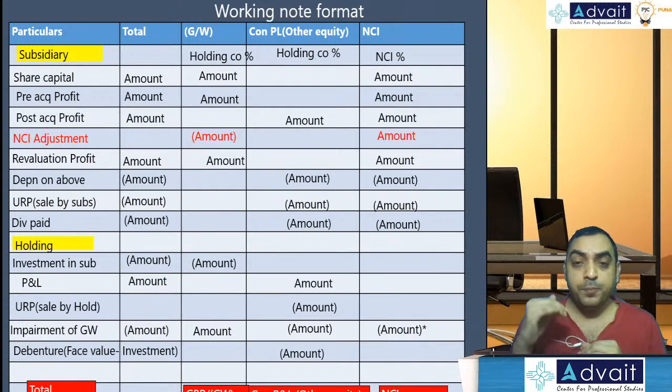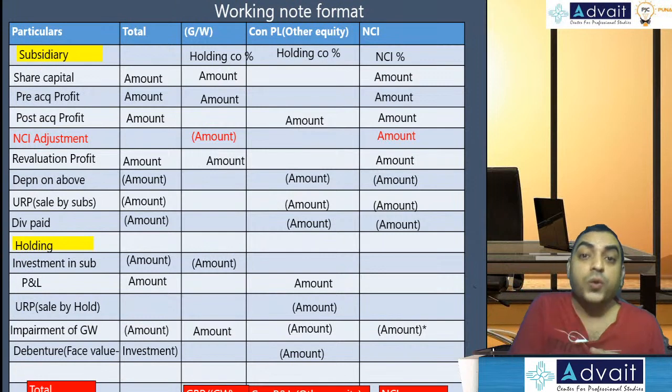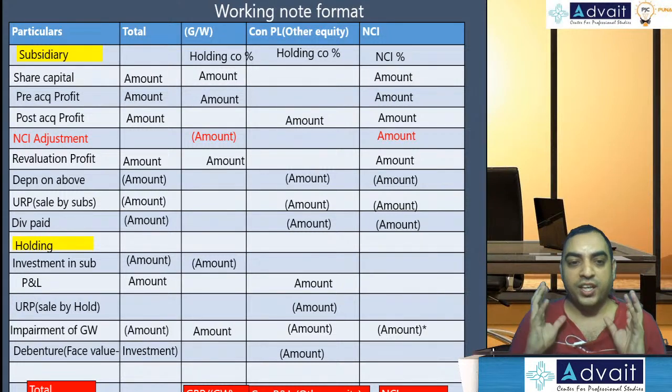Then you come to the holding company heading. Investment you subtract in the goodwill column; the P&L account and reserves of the holding company will come to the CONPL, other equity column; and the unrealized profit on goods sold by the holding company is subtracted entirely in the CONPL column. And the impairment of goodwill written off in such a case will be added in the goodwill column and subtracted in the CONPL column. But if it is fair value method goodwill, then one portion should also be subtracted, not only in CONPL but also in NCI. And for debentures and preference shares, the difference between the face value and the investment should also be taken to CONPL. So this is the overall structure that we discussed. In one place, the whole set of working notes comes.